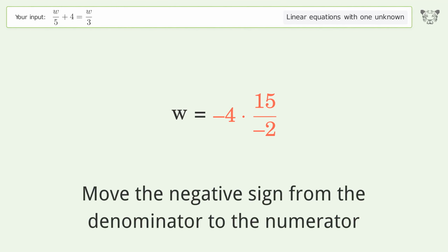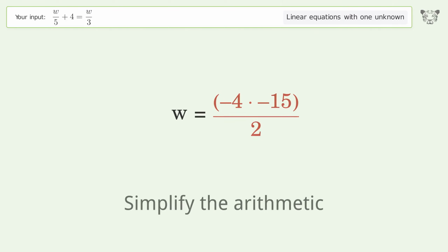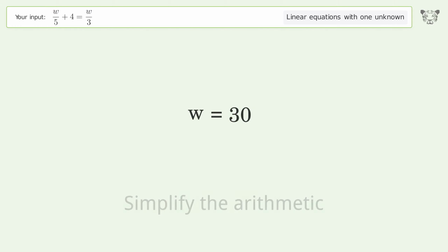Move the negative sign from the denominator to the numerator. Multiply the fractions. Simplify the arithmetic. And so the final result is W equals 30.